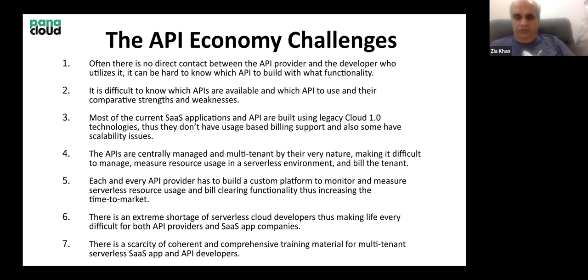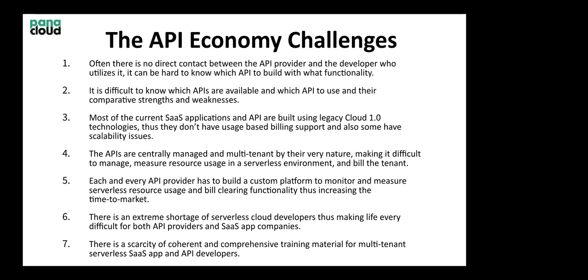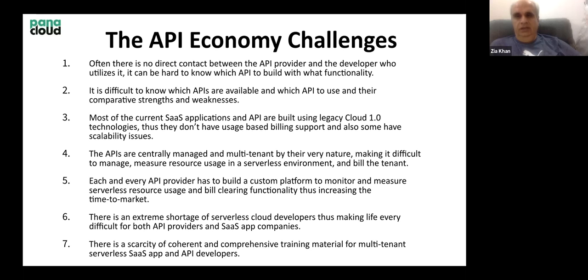Of course, we are not defining it. The industry has already defined it, but they are not covered that extensively. The fourth point is the APIs are centrally managed and multi-tenant. Now, who is going to explain to me what is multi-tenant? Multi-tenant means that you can give your API to somebody and they will pay you. No, my friend. Anybody else?